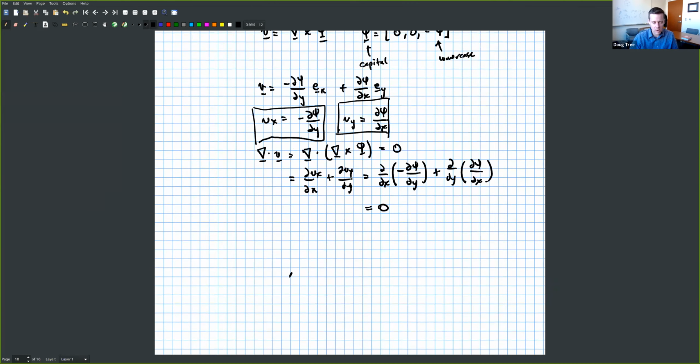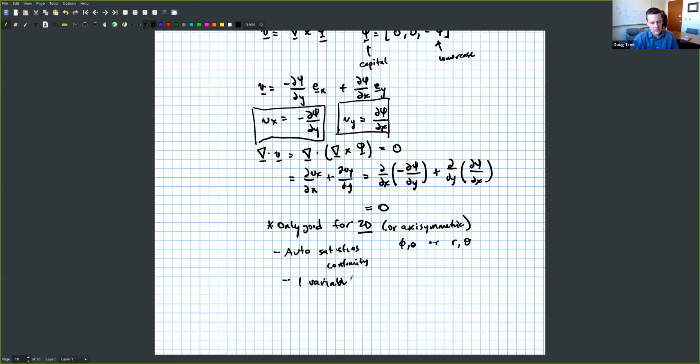The bad part about it is it's only good for 2D. Okay, or for axisymmetric if you're in a different coordinate system, like if you have, say, theta and phi, or r and theta, something like that. So you can't do it if you have a full 3-dimensional problem, but if you have something 2-dimensional, then it's great. Okay, and so it automatically satisfies continuity, and you only have to solve one variable instead of 2.